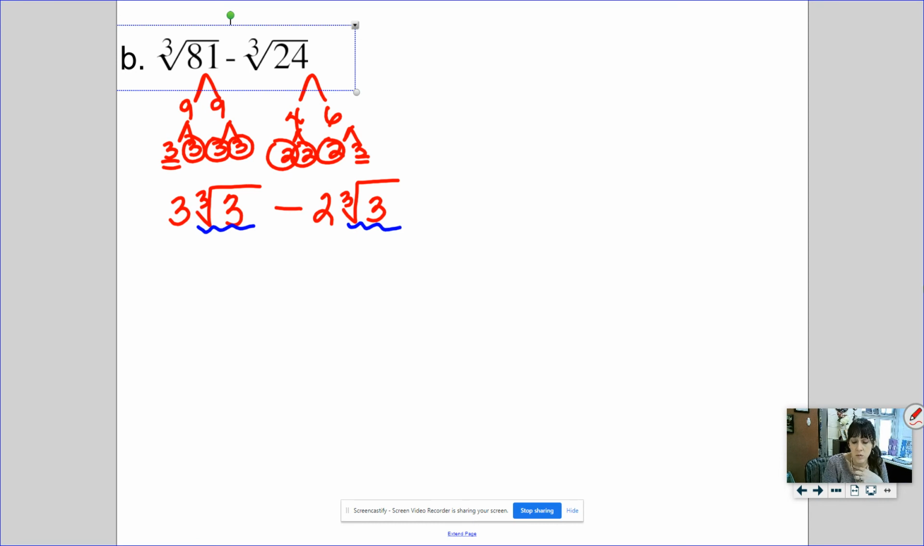So I'm allowed to subtract their coefficients, and their coefficients are 3 and 2, so 3 minus 2 gives me just 1 cube root of 3, which I think I'm just going to not write the 1 since it's just a value of 1. I can call it cube root of 3.